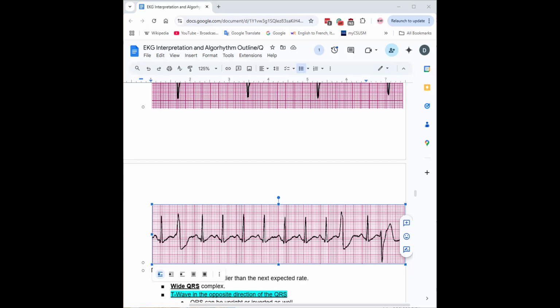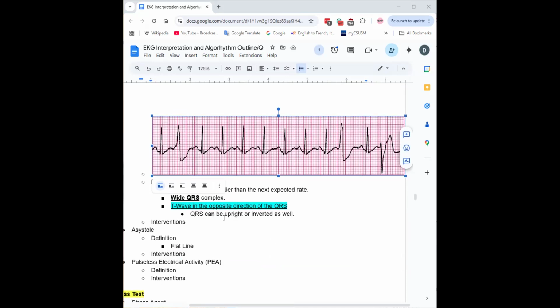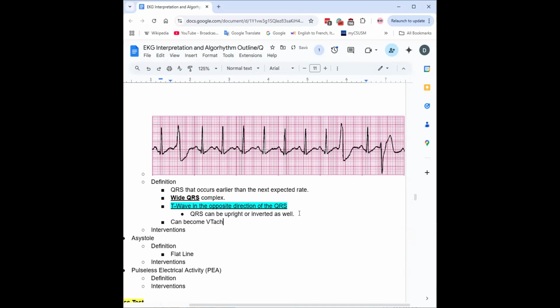I think from my own research, I wrote 3 or more PVCs in a row can be considered a non-sustained VTAC. Because remember, non-sustained means that it's not always tombstone. It goes tombstone, then it kind of comes back, then tombstone again. So 3 or more PVCs in a row can be considered non-sustained VTAC, but that's a little extra. The only thing you really need to know is that this can become a VTAC, which I hope makes sense: if you have premature ventricular stuff, it leads to VTAC. I think that's the only real thing here.